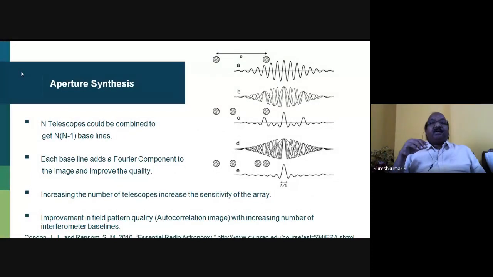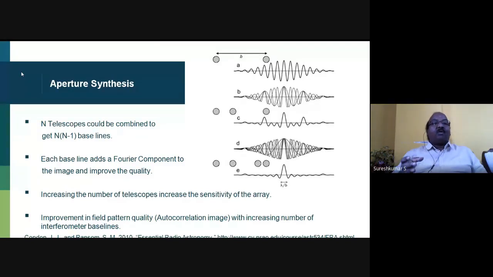For example, in the image you can see there are two antennas, and you get these beats or fringes between them due to interferometry. But as the Earth rotates, for a three antenna system, where N is 3, you get around 6 outputs, and when you process it, you get a very clean field pattern, and you can see the image C. And image D is like a 4 antenna system, where you again have multiple baselines and so many outputs, and the field pattern is improved much. So this is aperture synthesis.